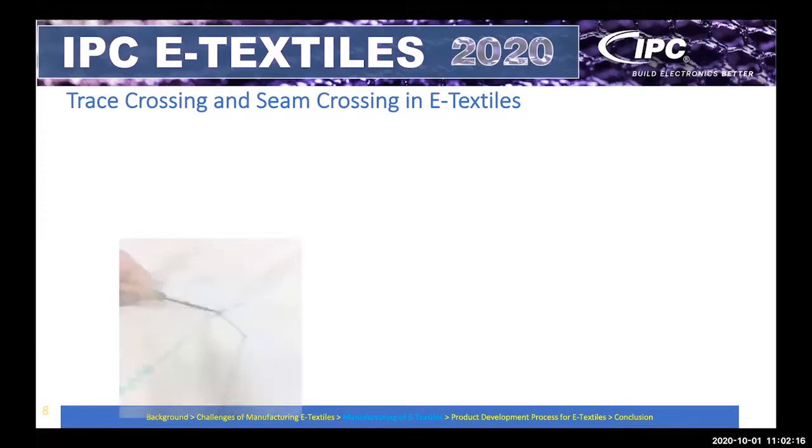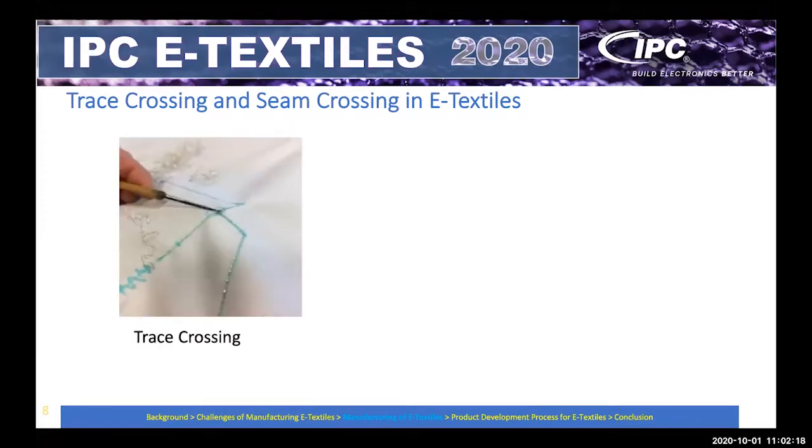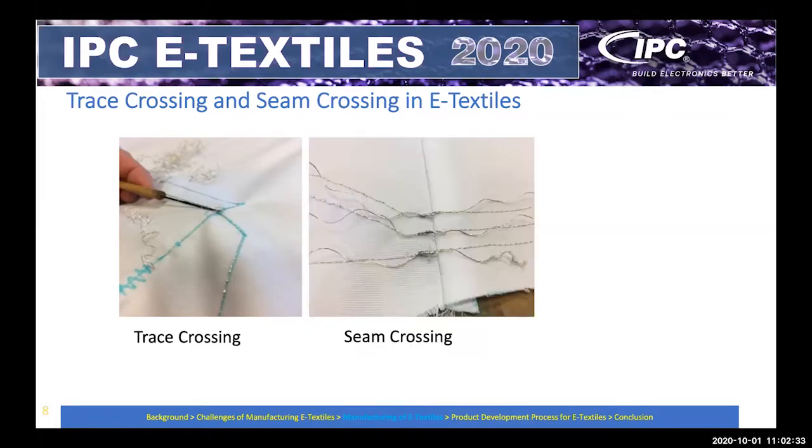Similar to a PCB, there will be some instances in e-textiles where traces need to cross, and you need some kind of insulation to prevent a short circuit. Here is an example of trace crossing, where different traces cross on top of each other. And there will be situations in a garment like seam crossing. You have components distributed in different parts of the body, like a component on the sleeve and a central processor on your body, so you want to make some connection between them across the seam as well.